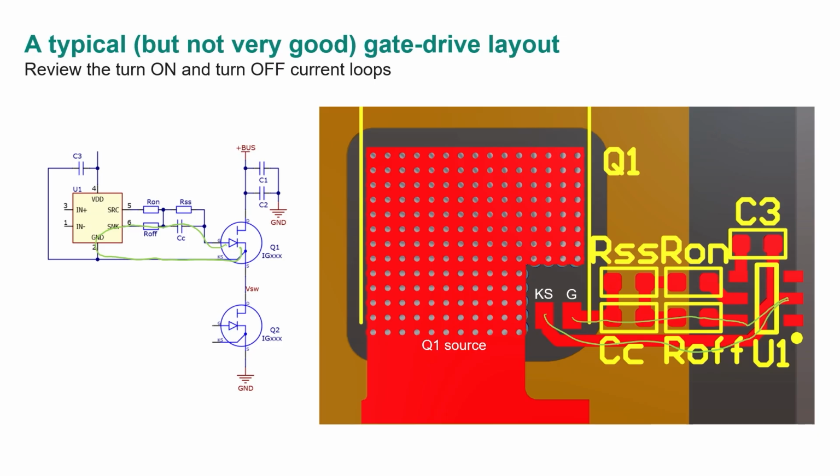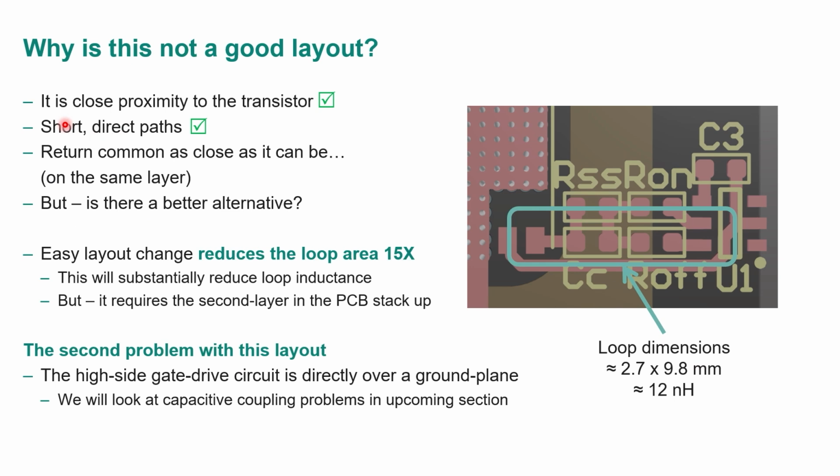So I said it's a typical but not very good layout. What makes this not so good? All the components are in close proximity to the transistor, right? Here's a transistor, RC network, gate driver. I can't get any closer. The paths are short and direct, and you can see there's no wasted space here at all. And finally, the return, the common, is as close as I can get. Or is it? I mean, that's this path right here. Is there a different way I can route this to improve the overall performance? And the answer is yes.